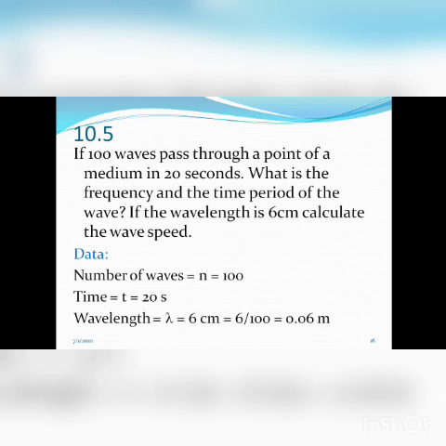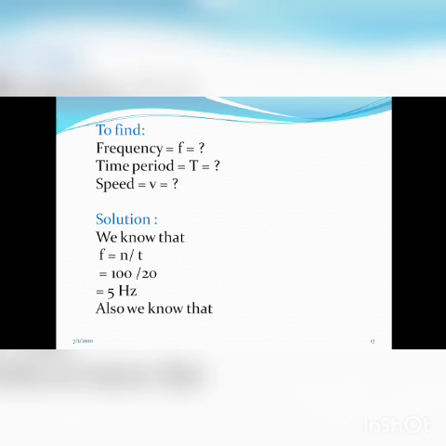First of all, we will convert into the standard SI unit, meter. 6 divided by 100 is equal to 0.06 meter. Now, what we have to find out? We have to calculate the frequency f, time period capital T, and speed v.